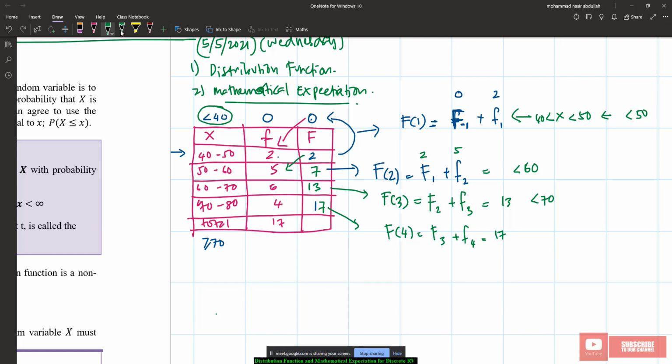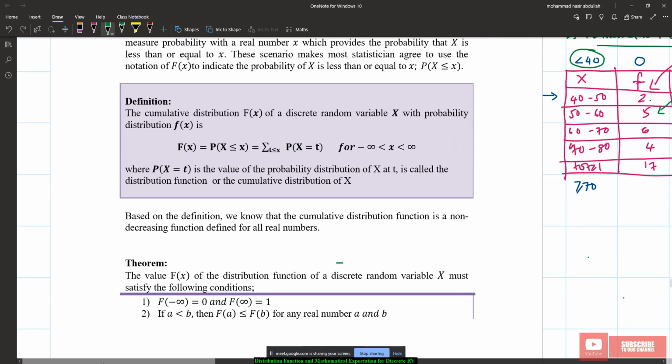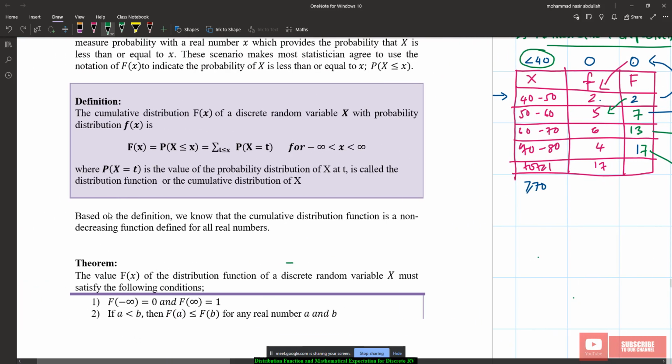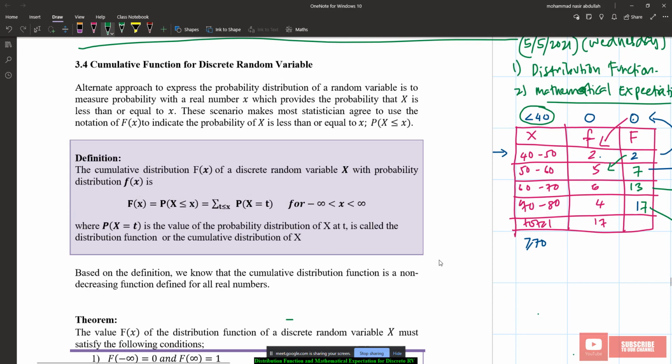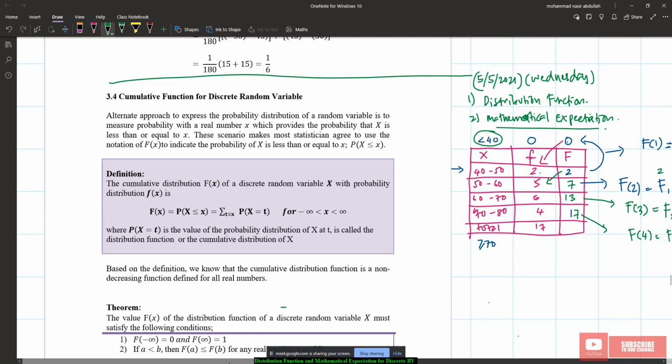I hope you understand the concept. For this one, either we can put less than 80 or more than or equal to 70. Normally we put it like this: more than or equal to 70, which should be equal to 17. So this is the basic concept of cumulative frequency. From the concept of cumulative frequency, we're going to transform this concept into the probability distribution.